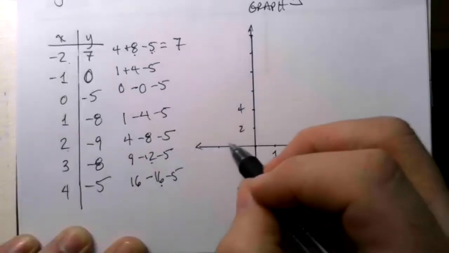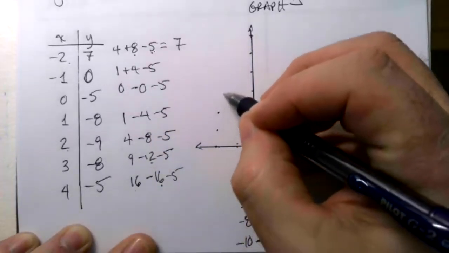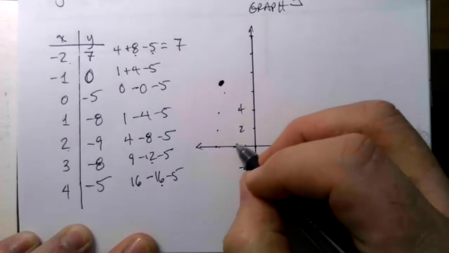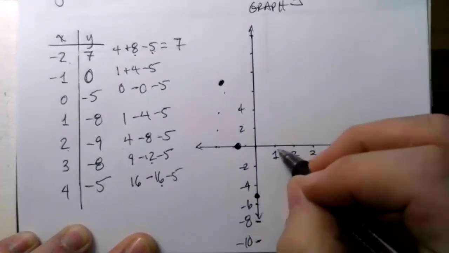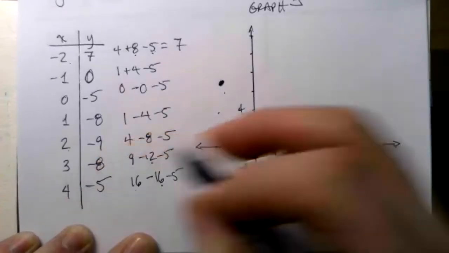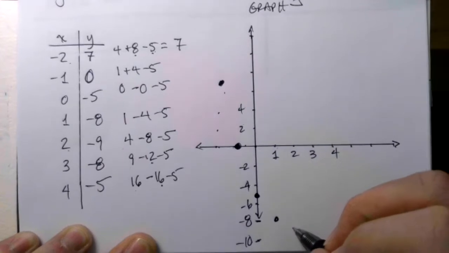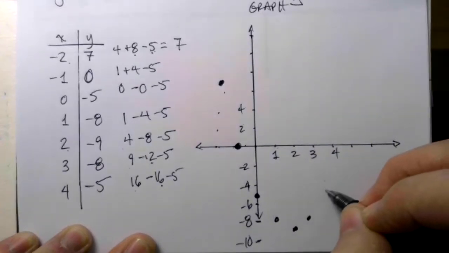Okay, so -2, 7. So 2, 4, 6, 7. -1, 0. 0, -5. 1, -8. 3, I'm sorry, 2, -9. Yeah, about there. 3, -8, and then 4, -5.